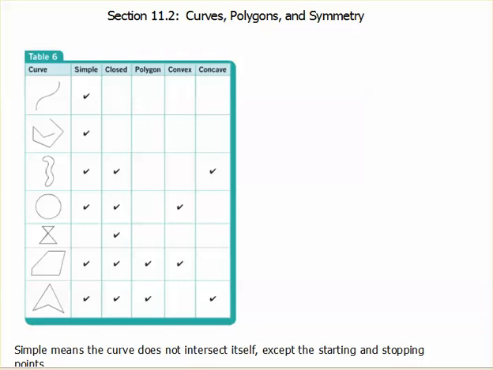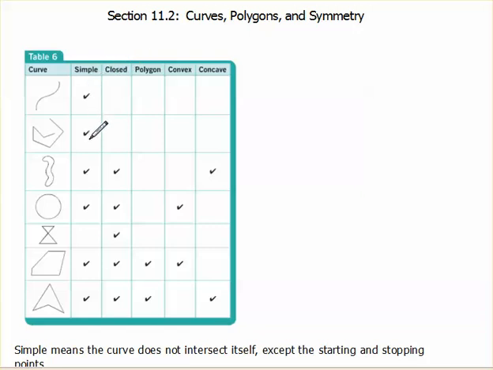In the last section, we had a lot of vocabulary and terms to deal with, and in this section, again, we're going to have a lot of vocabulary and terms. So, unfortunately, let's go ahead and just get started. Here we have some different types of curves that are listed out, and you'll notice that the boxes here talk about them being simple, closed, polygons, convex, or concave. Well, we need to figure out what each of these means. So this is some of our vocabulary for now.